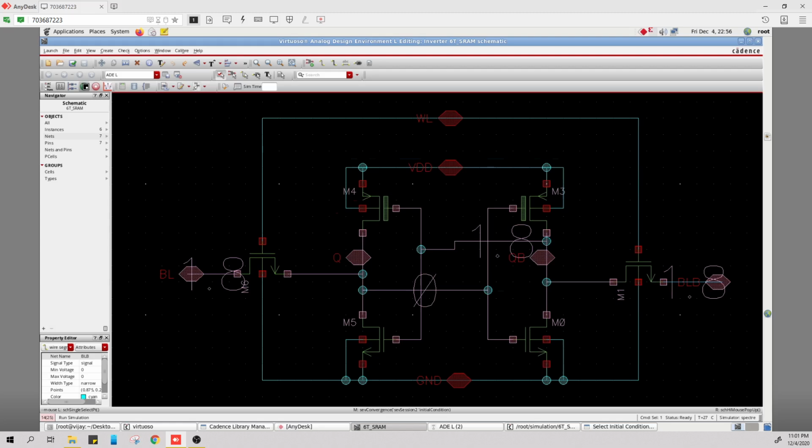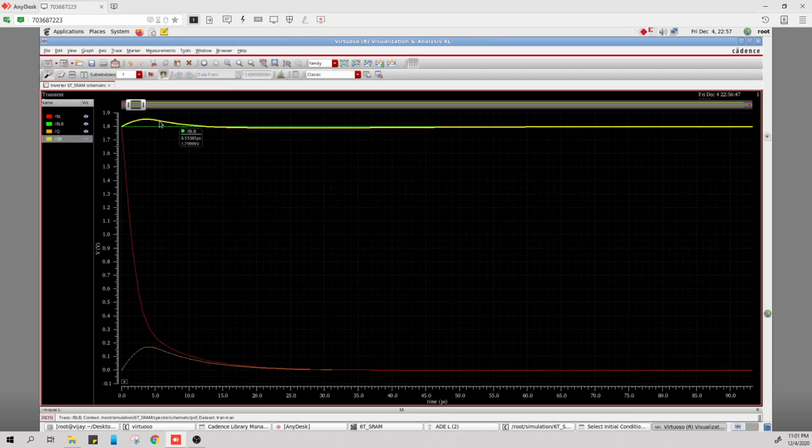Now here we can see that Q was 0 and QB was 1, so that we can get 1 and 0 respectively. Now we precharge BL and BLB both to 1.8, but here you can see that BLB is still precharged to 1.8, but BL, which was precharged to 1.8, will drop to 0. So here we can see that the charge has dropped down to 0. So if BL is discharging, we can say that the read 1 operation is successfully performed.